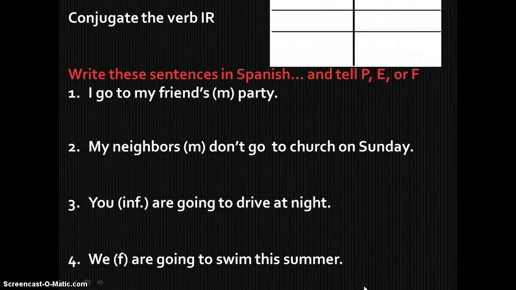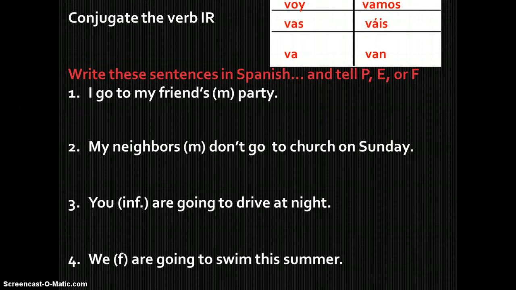Yesterday we studied the verb ir, so let's do this as a review. Conjugate the verb ir and write the following 4 sentences using the verb ir. Remember there's always an a after this verb, and remember that you can describe a place you're going, an event you're going to, or something you're going to do in the future. Pause the video and try to answer these questions.